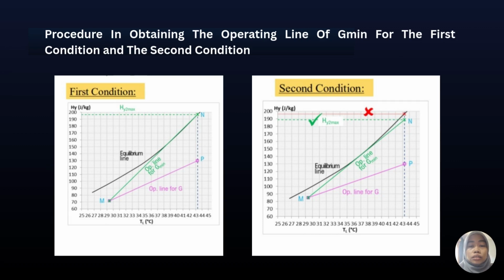For the second condition, the first 3 steps are the same as the first condition. Then from point M we draw a tangent to the equilibrium line until it intercepts at axis TL2, which is at point N. After that, we have to obtain the value of Hy2 max. For the Hy2 max value, we must remember not to get an overestimated value for the second condition. Next, we have to calculate G min and G. Lastly, after we calculate the Hy2, we have to draw the operating line for G.